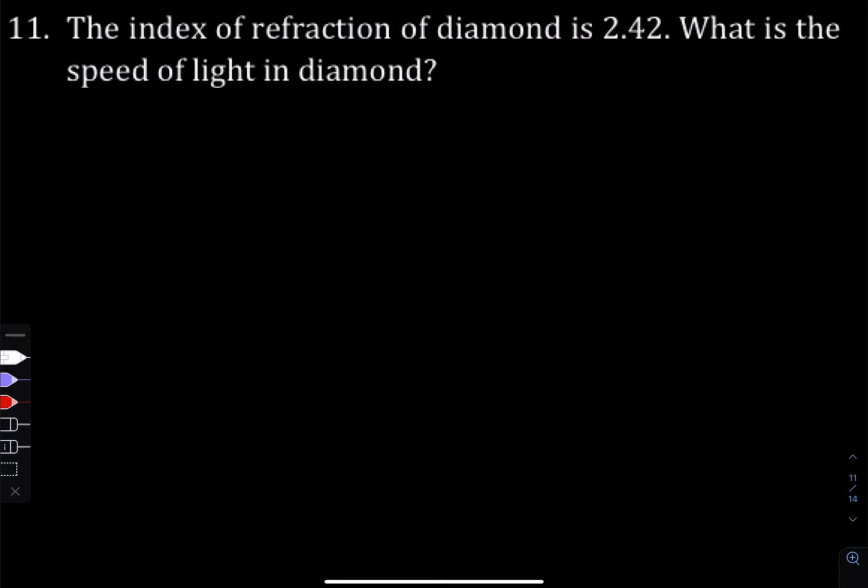This next question asks, what is the speed of light in diamond if the index of refraction of diamond is 2.42? So there's a relationship here that's important to understand.